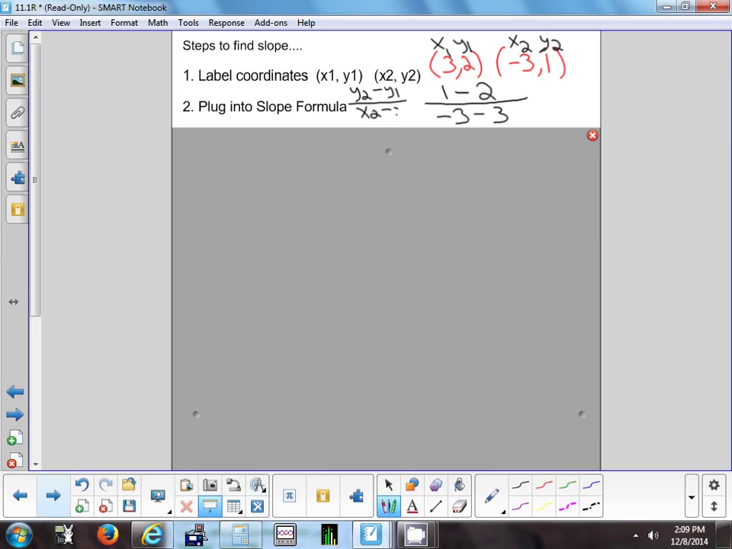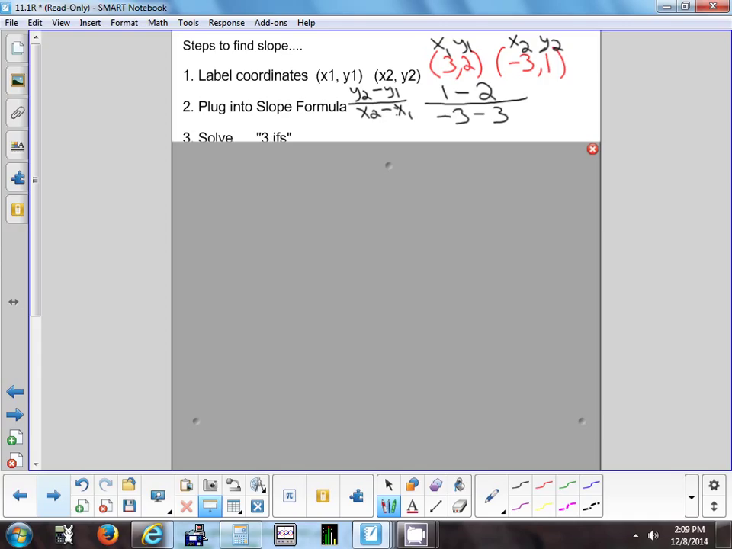The second one, you said 3, you said 1. Y2 is 1, Y1 is 2, then I got my X's: X2 is -3, X1 is 3. All right, all I'm doing is taking whatever these values are and plugging them into my formula. I'm just taking numbers and plugging them in. That's all I'm doing. All right?